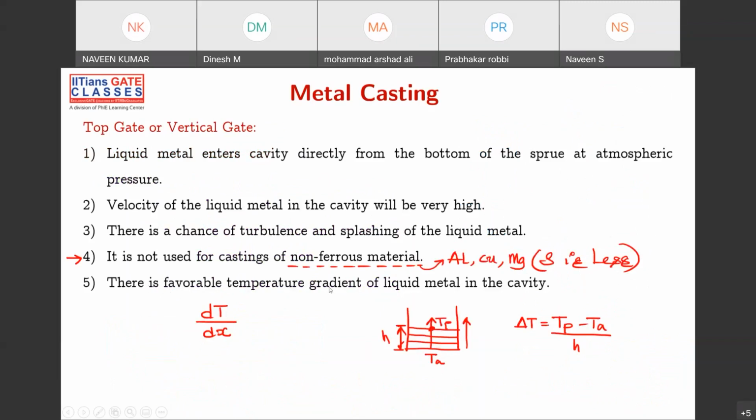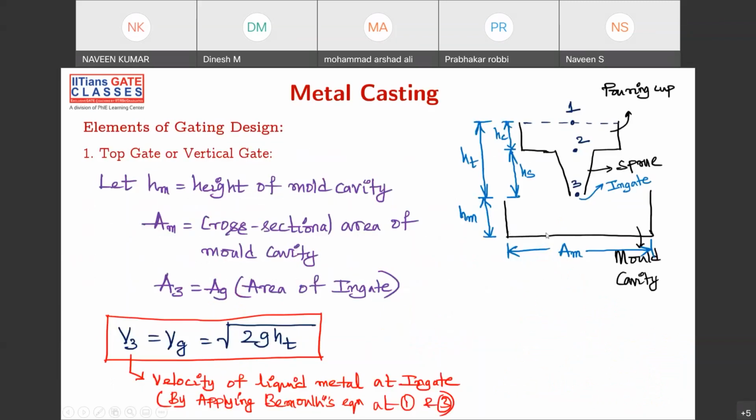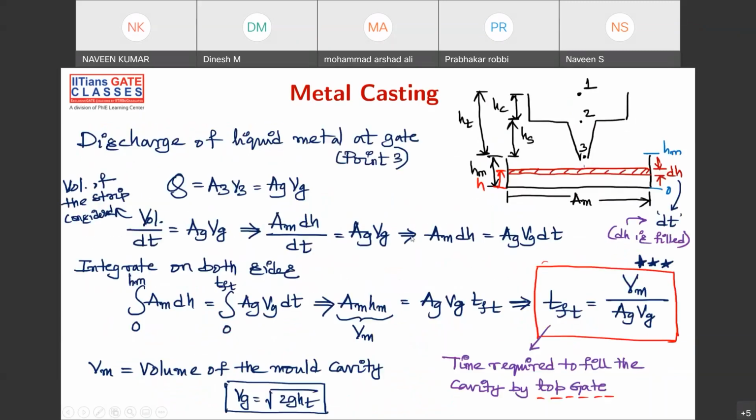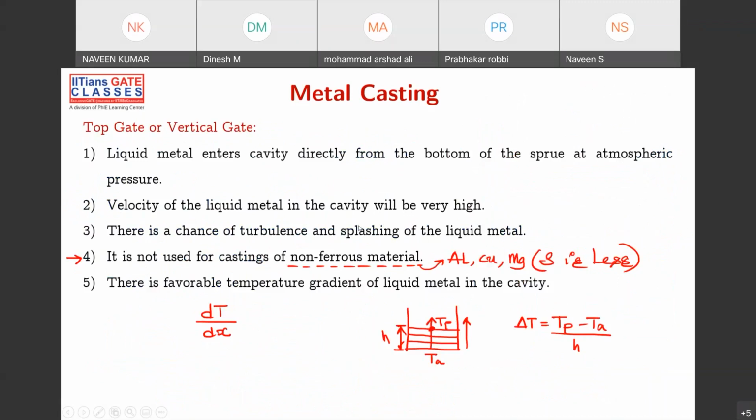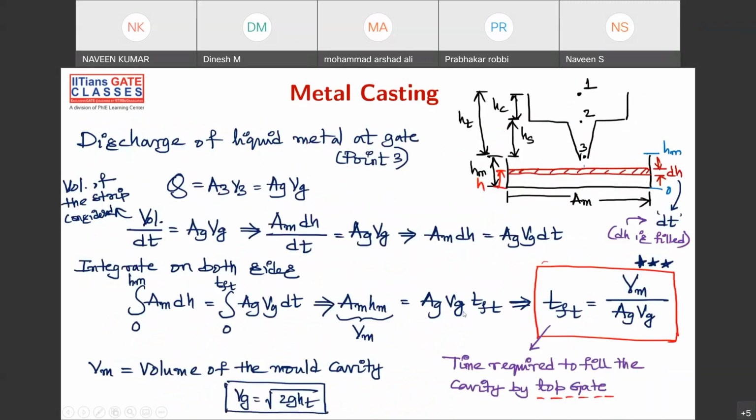And there is a favorable temperature gradient of liquid. Favorable in the sense that this will cool first, then this will cool. Slowly the cooling gradient is from bottom to top. A very nice gradient is being formed. But in bottom gating, please remember this. Now in top gating itself, forget about all these things.